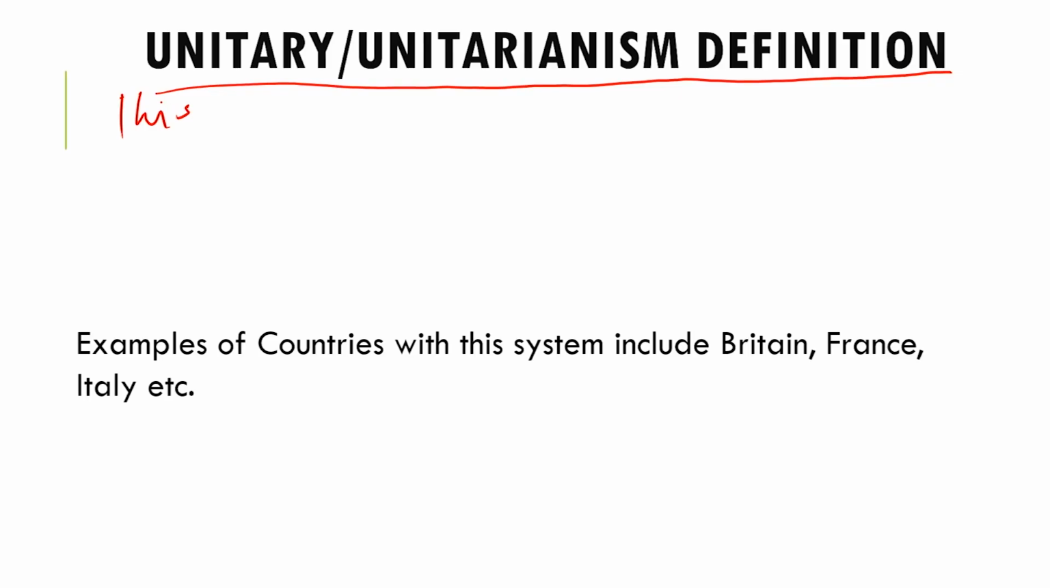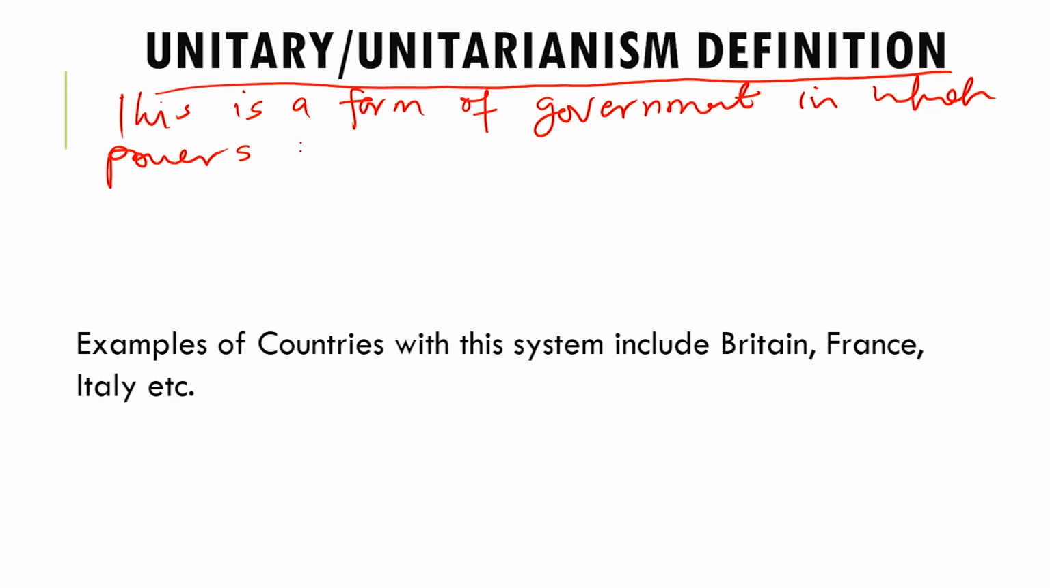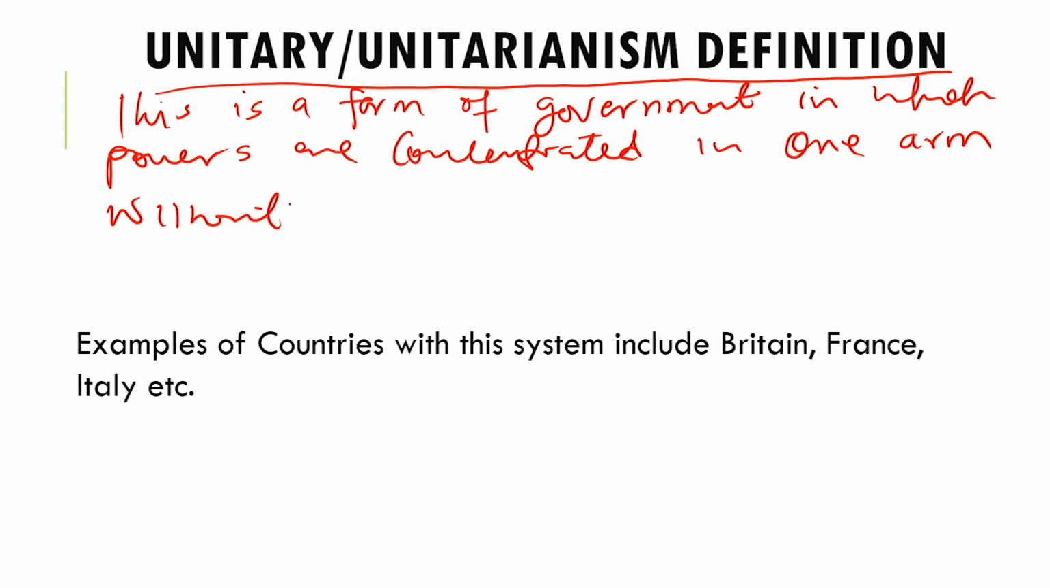Now, by definition, I will say the unitary system of government is a form of government in which powers are concentrated in one arm without division. So what are we really saying about this particular system?